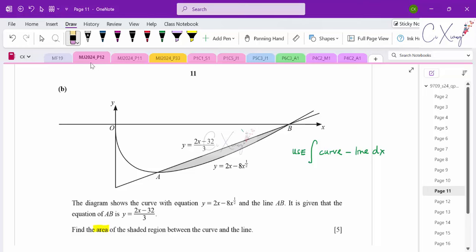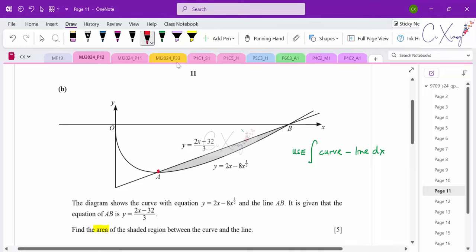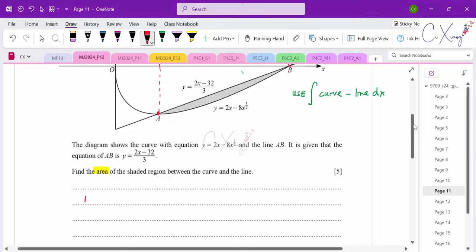Okay, so just to recall back again, what is the coordinate of A that we get? The x coordinate for the A that we get is value 4, right? And the B that we get is basically 16. So if I want to find out the area, when I set up the question, it should be something like this. Integrate from 4 until 16, the equation of the curve, which is 2x minus 8x power half, minus the line equation, which is 2x minus 32 over 3.